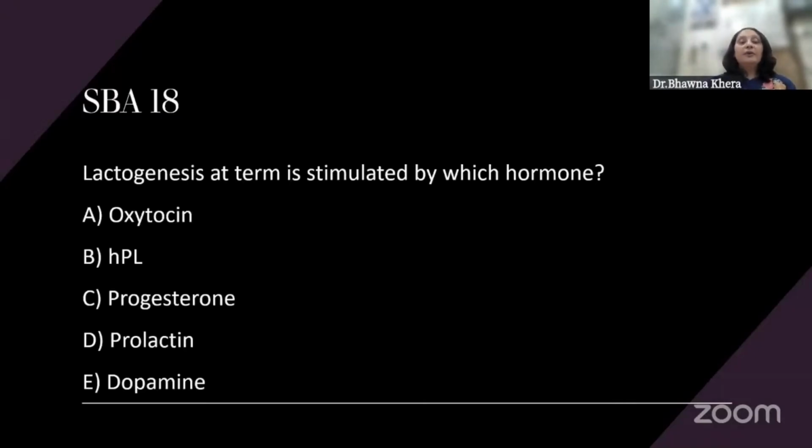Fine. So here we talk about SBA 18. Here is another question about lactogenesis. So you see how important it is. One of the questions on lactogenesis can come in your exam. Till now we have talked about what inhibits lactogenesis in pregnancy, and we said that is estrogen and progesterone. Then we asked what inhibits lactogenesis in the postpartum period, and that's dopamine. Now the question is very direct. Lactogenesis at term is stimulated by which hormone? So which hormone stimulates that?